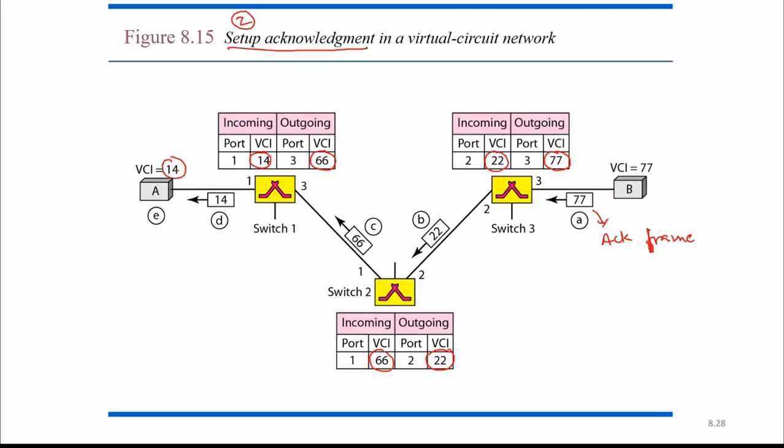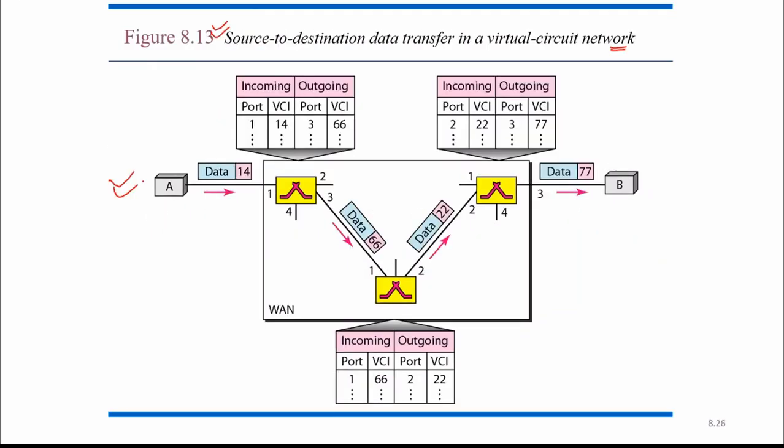So now the setup phase is over. While doing the setup phase, the switching tables are updated for each intermediate switch. Once the switching table is updated, the setup is done. Now the data transfer will take place, and this is the path that will be followed.